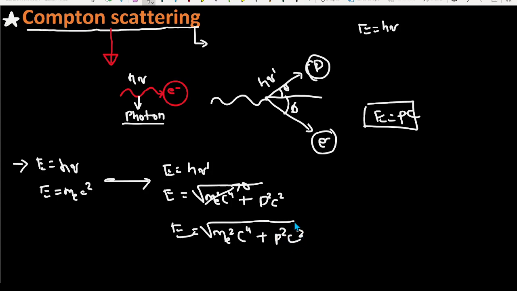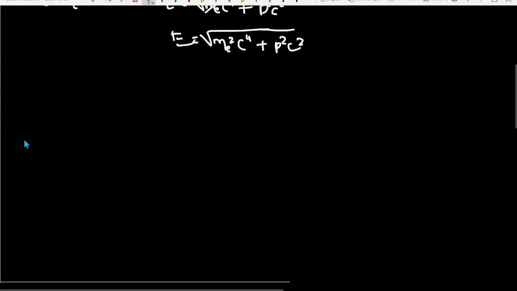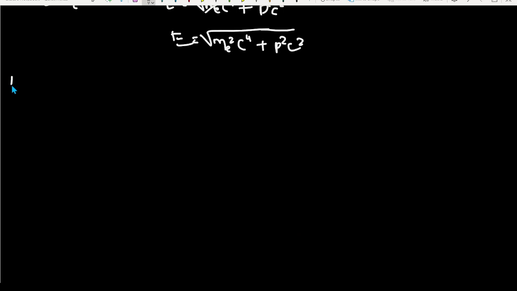Now, what happens to the momentum? Let's apply the conservation of momentum here. We will use both conservation of momentum and conservation of energy to derive the expression for the change in wavelength of a photon after collision. Here the conservation of momentum, we are writing in vector form.